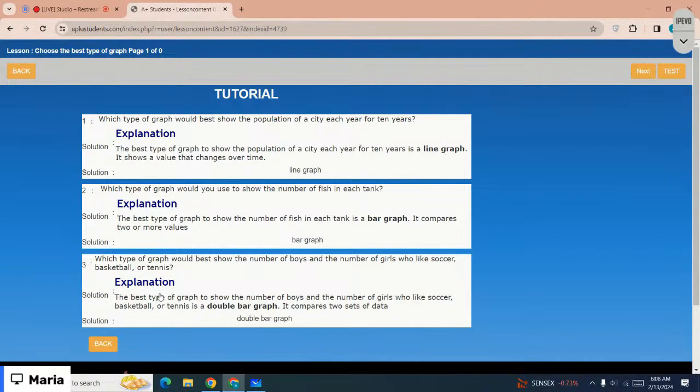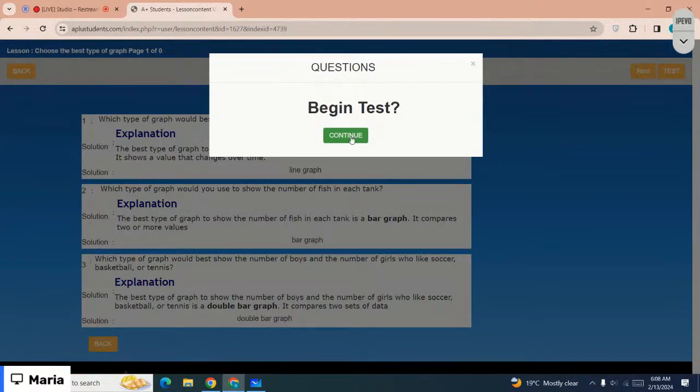Got it? Okay, what type of graph would best show the number of boys and the number of girls who like soccer, basketball, or tennis? So you have more than one game, right? That means you have two different sets of data. Whenever you have two sets of data, just use the double bar graph. Let's go through the test questions.